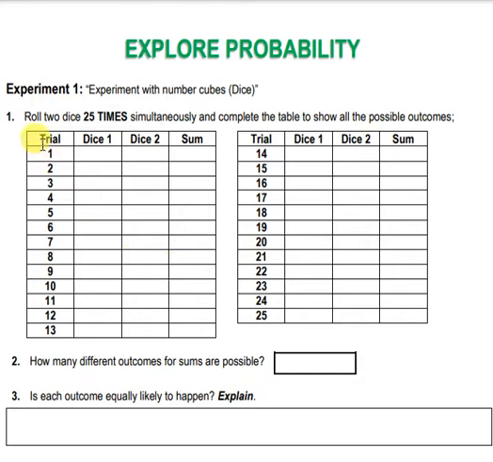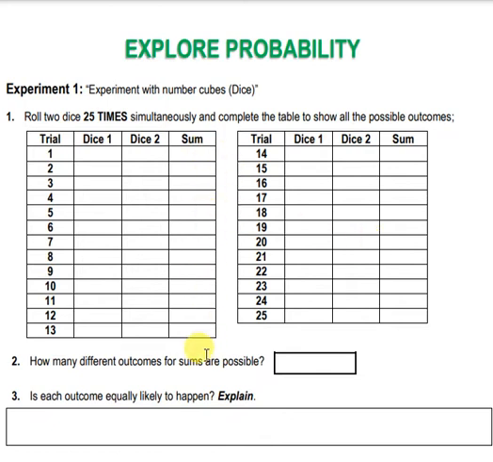You will roll them simultaneously 25 times, one by one, and you will record what you get on the first die and what you get on the second die, right? And then you will find the sum of both of these. So again you will roll, and again you will write what you get on the first die and the second die, and then find the sum of those. One by one you will roll the dice simultaneously, a total of 25 times. You will record all of the outcomes you are getting, and then you will find the sum of them.